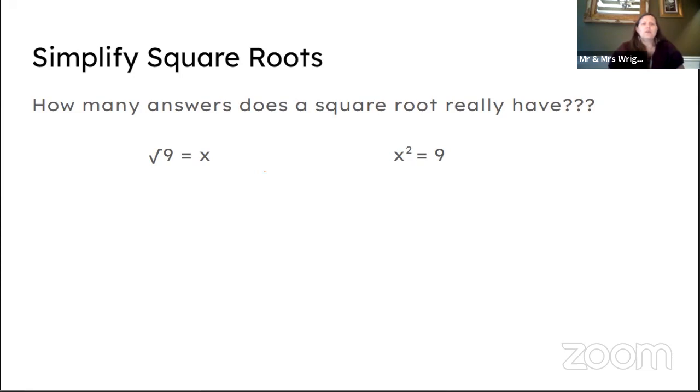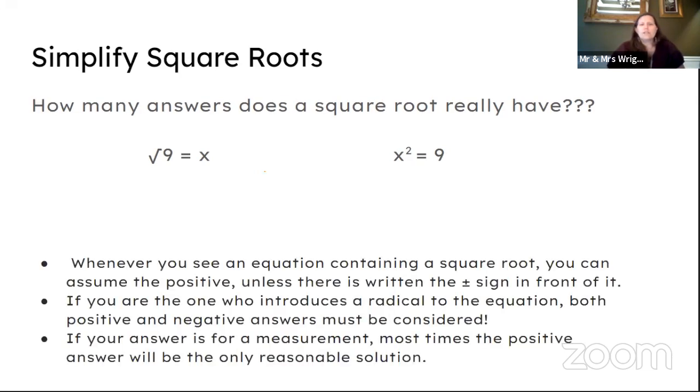Okay, so your general rule is whenever you see an equation containing a square root already, like this one right here, you can assume the positive unless it's written plus or minus, or simply a negative sign in front of it. Now, point 2 here: if you're the one that introduces the radical, both positive and negative answers must be considered. That doesn't mean it's always there. It means it has to be considered.